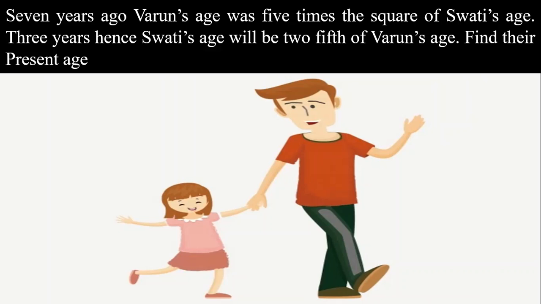Now look at the third example. 7 years ago, Varun's age was 5 times the square of Swati's age. 3 years hence, Swati's age will be 2/5 of Varun's age. Find their present age.